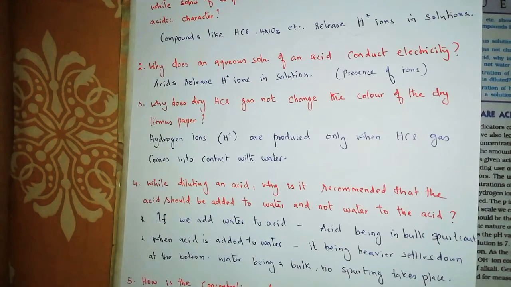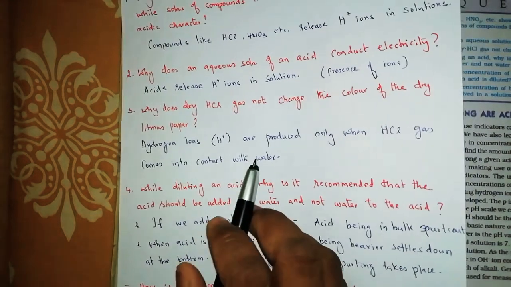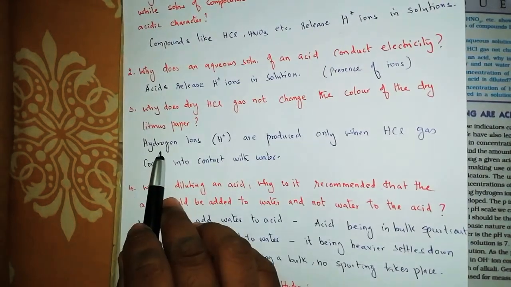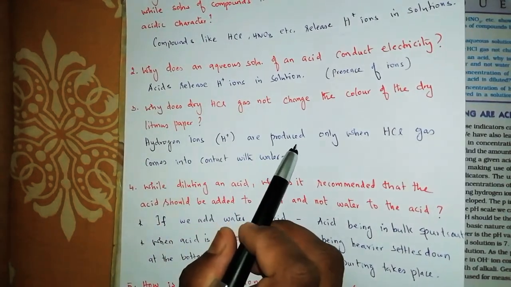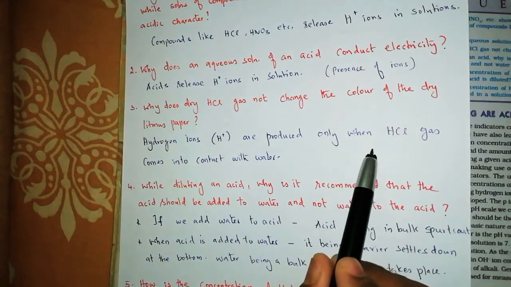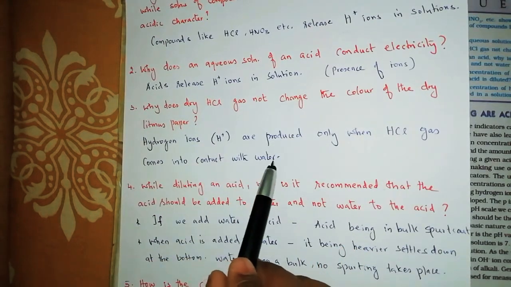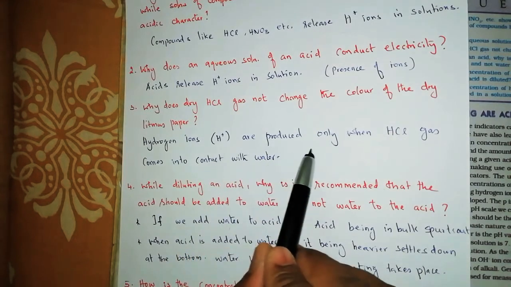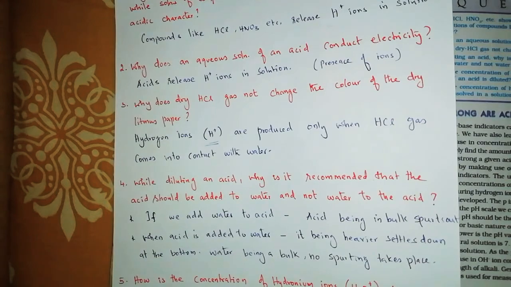Third question, why does dry hydrochloric acid gas not change the color of dry litmus paper? Today we learned that H plus ions are produced only when hydrochloric acid gas comes in contact with water. Unless it mixes with the water, you cannot see H plus ions.